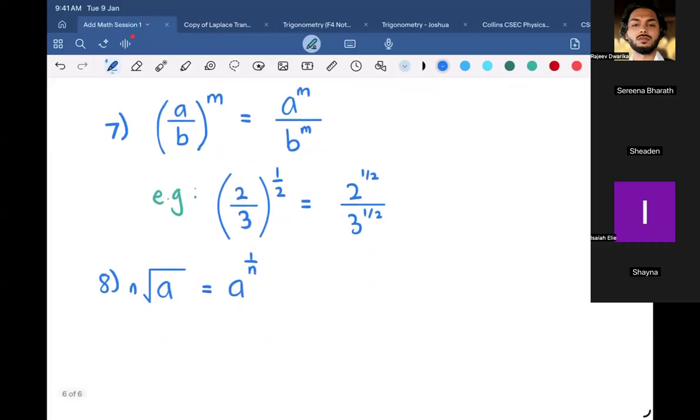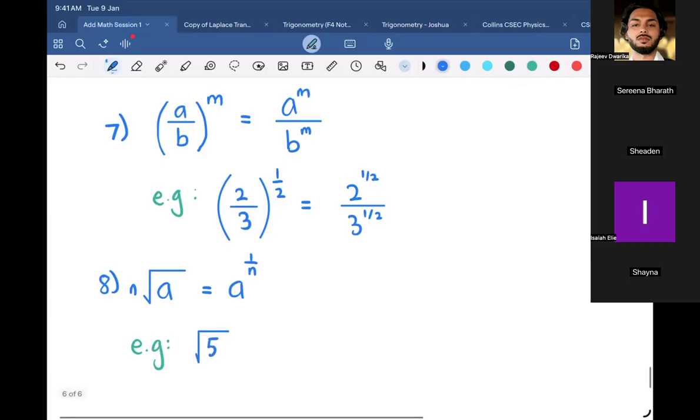Okay, so Sheena, rule number 8. I'm saying that the nth root of something will be equivalent to a to the power 1 over that root. So Sheena, my question for you is, if I had the square root of 5, now square root is understood to be what root? If you had to say. So we know that the cube root is 3. What do you think the square root would be? Sheena, make a guess.